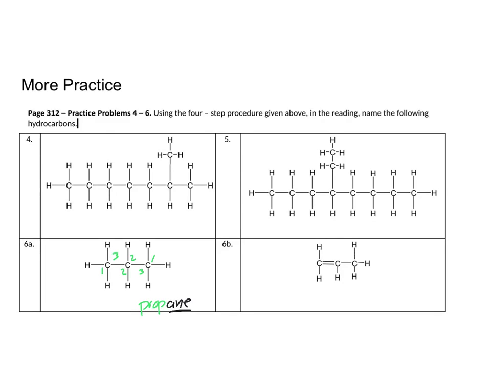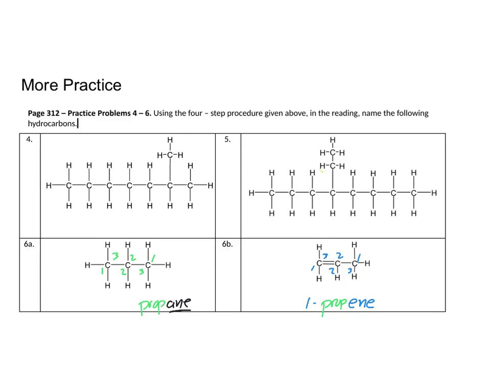For 6B, we have a double bond present, so we know it's going to be an alkene, and now we do need to number the carbons: 1, 2, 3. The double bond has to occur between the first and second carbon, or the second and third carbon. It should be at the beginning of the chain, so we know it's going to be a 1. And in this case, the prefix that we're going to use is prop. So it's a 1-propene.